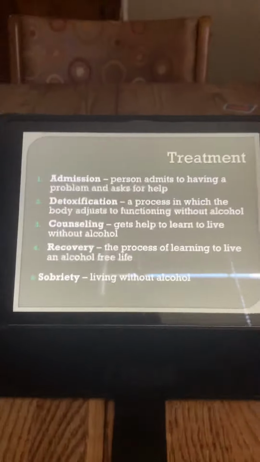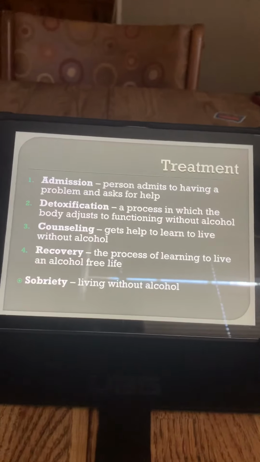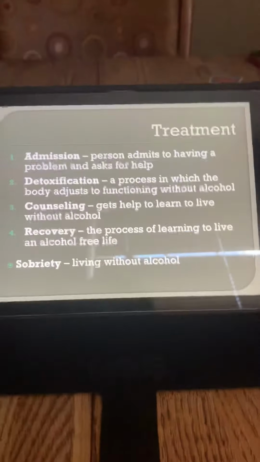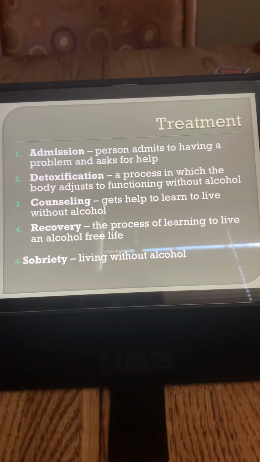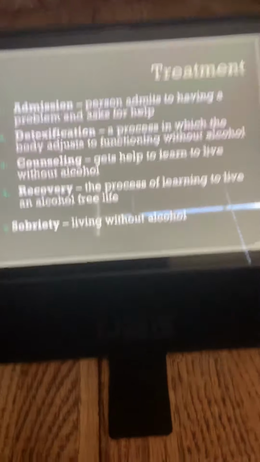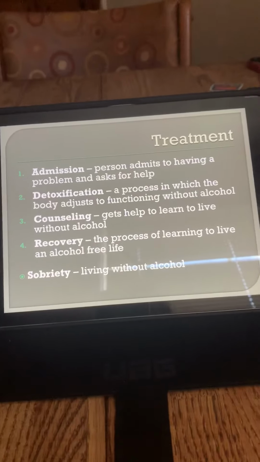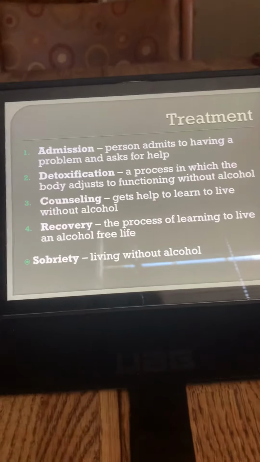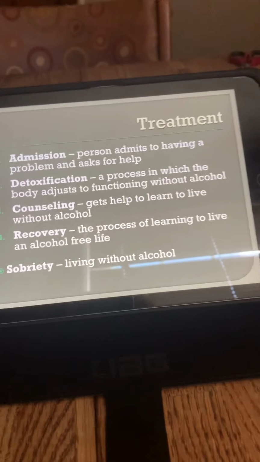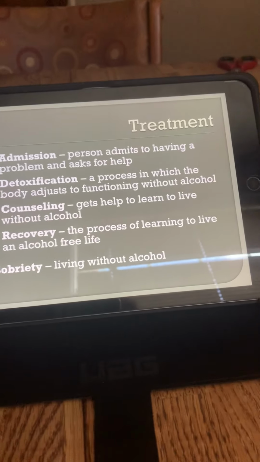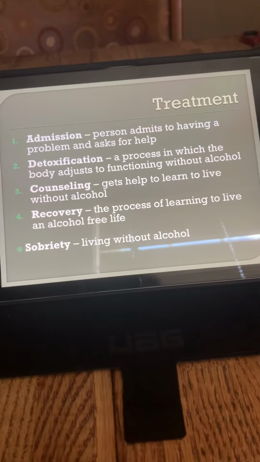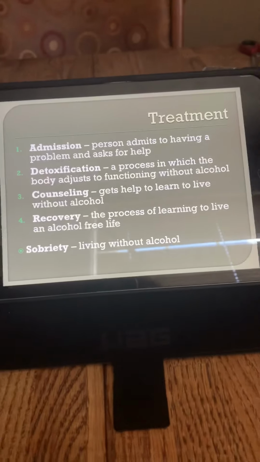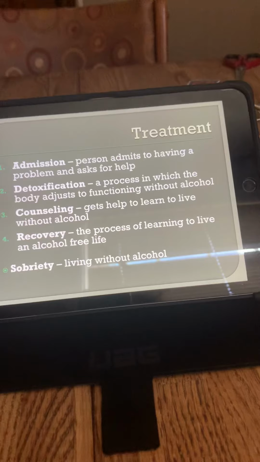For treatment, first the person has to admit that they have a problem, and then they can get into the more involved treatment of detoxifying, where the person will go without alcohol in their body, have counseling and recovery, and then hopefully eventually sobriety.